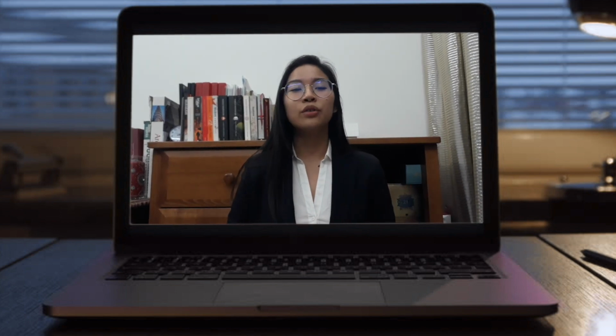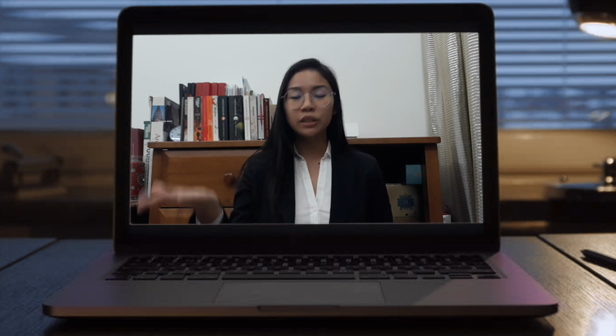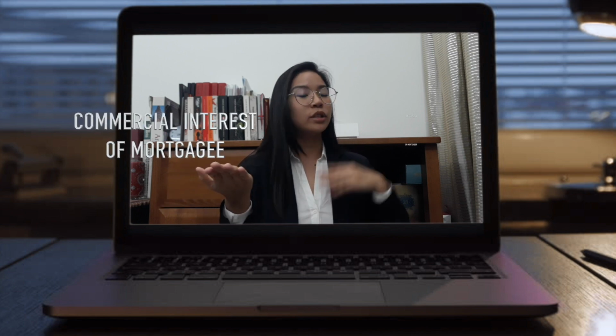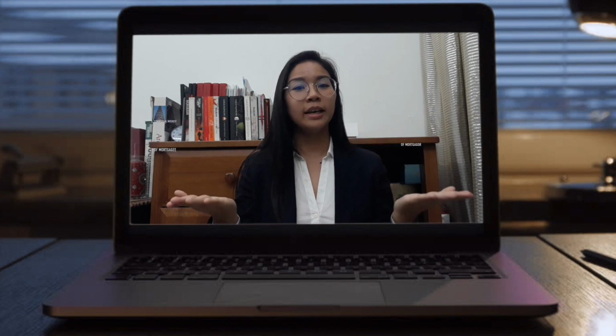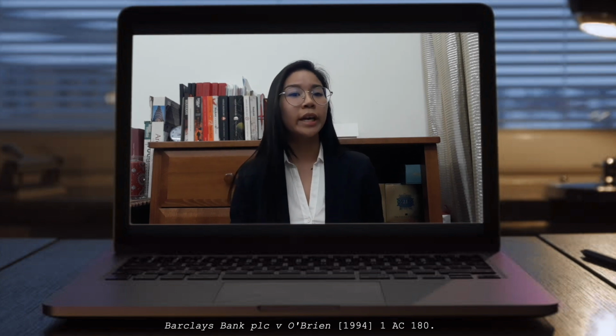Therefore, the court tried to strike a balance in protecting the commercial interests of the mortgagee and the interests of the mortgagor. Here, the court held that where there was a mortgage loan which would seemingly not benefit the mortgagor in any way, the bank would be put on notice of a risk of undue influence and should take reasonable steps to ensure that the wife's agreement had been obtained properly.